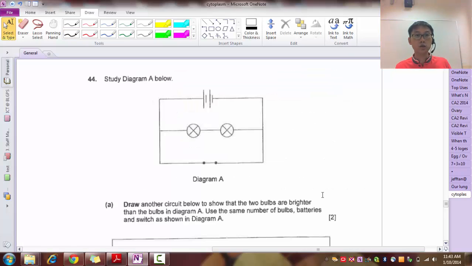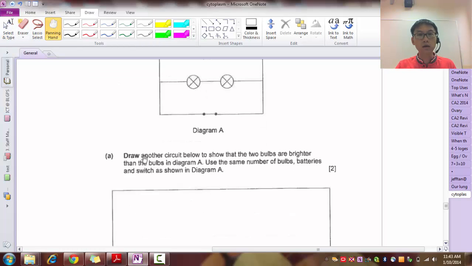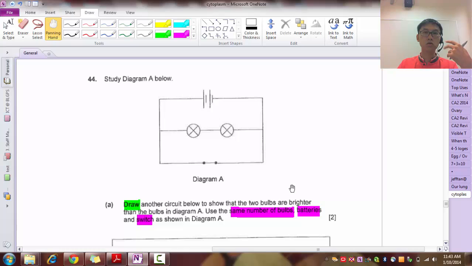Okay, last question. Question 44. Study diagram A. Now you're supposed to draw another circuit to show that the two bulbs are brighter than the bulbs in diagram A. So you're supposed to use the same number of bulbs, same number of batteries, and switch. So you cannot change the batteries or bulbs. So basically what you're trying to do is to think of it in terms of arrangement. Because brighter, so arrangement affects the brightness.